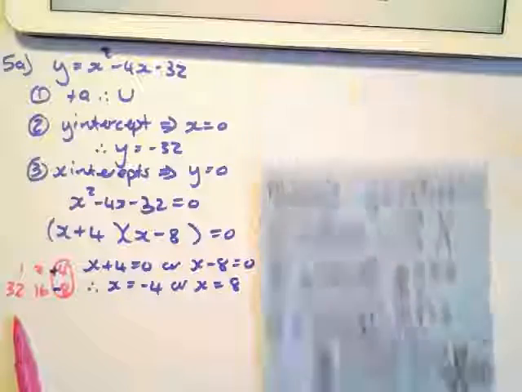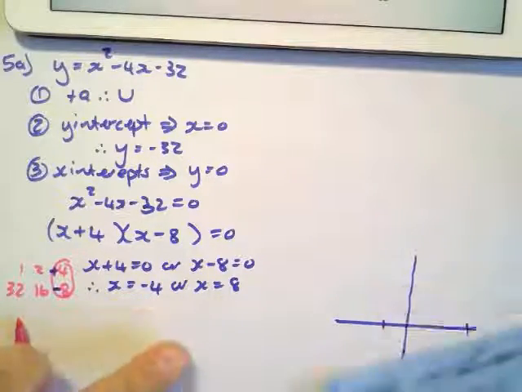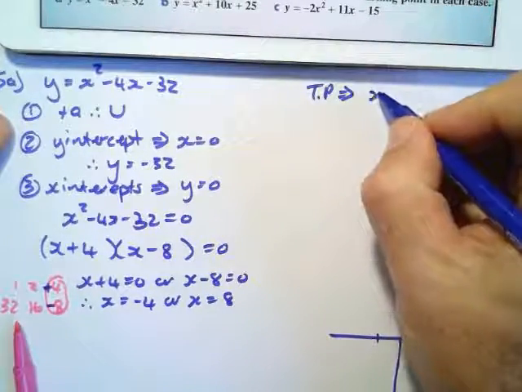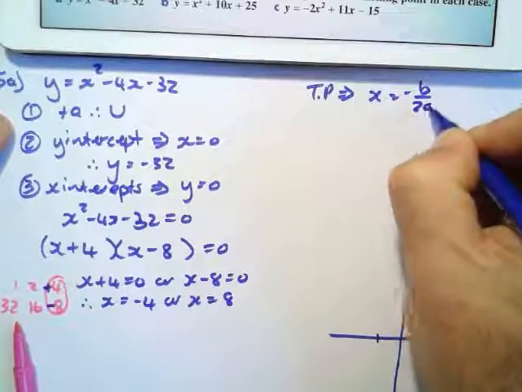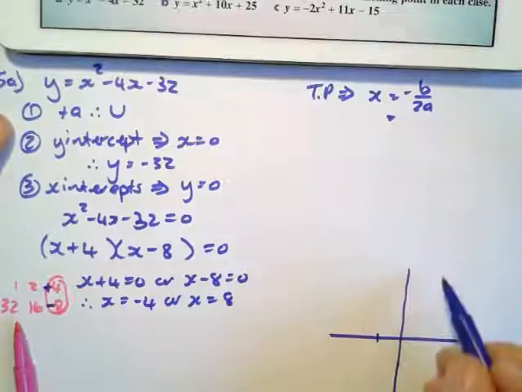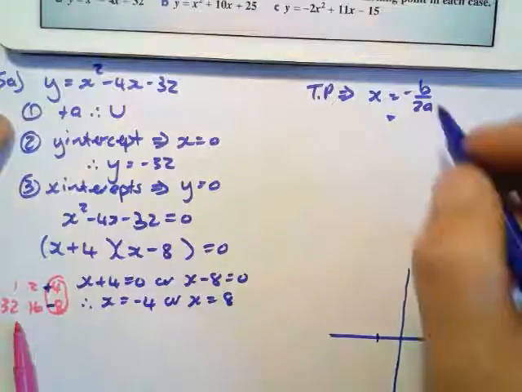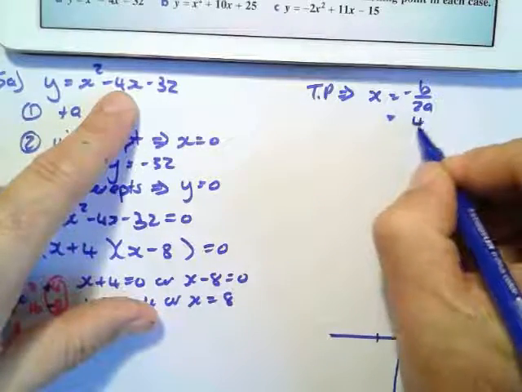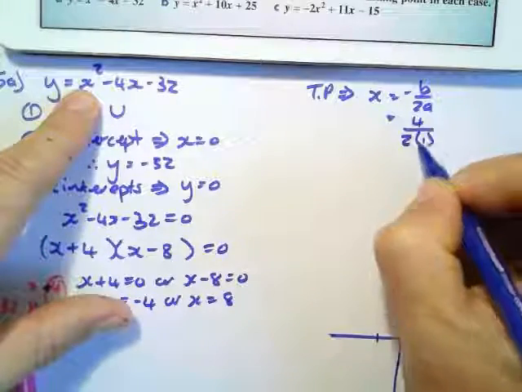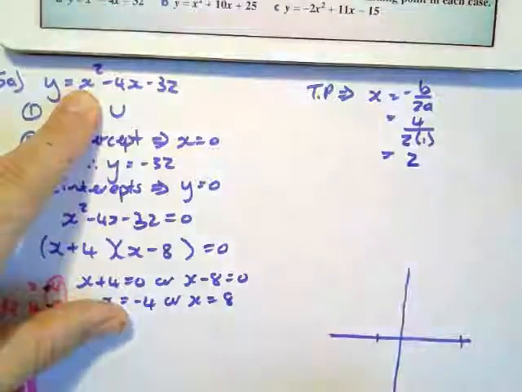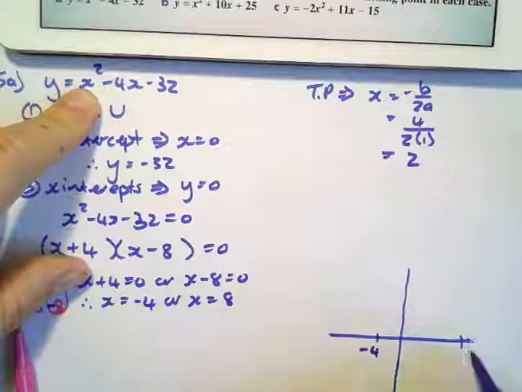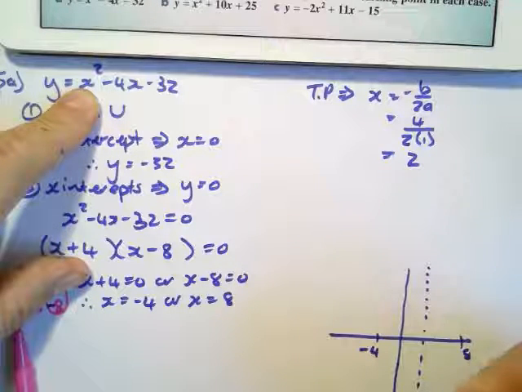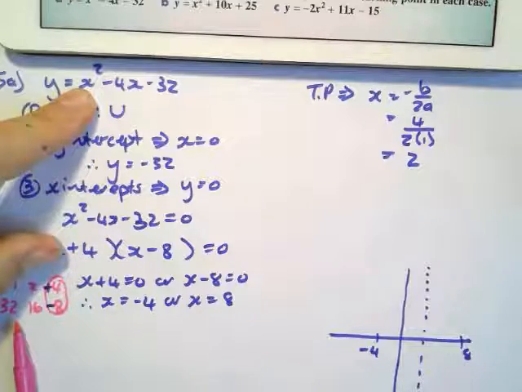Okay, so my turning point is either going to be halfway between those 2 points, or I'm going to say turning point x equals minus b over 2a. That will also be my line of symmetry because that is where my x will turn. Minus b, going back to this, negative 4 is positive 4, 2 times a is 1, which gives us 4 divided by 2 is 2. So if this is negative 4 and this is 8, at positive 2, which is halfway through, that is where my line of symmetry will be, and that's where my x turning point will be.